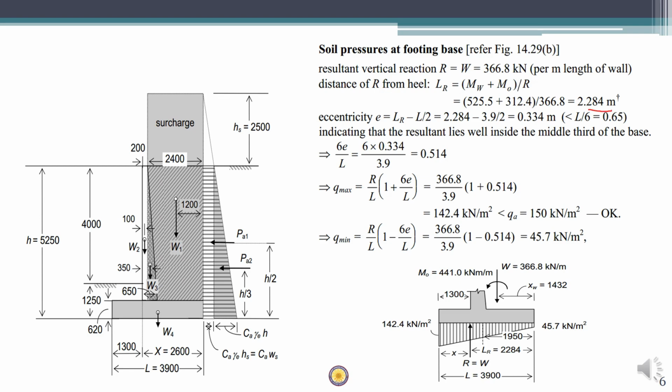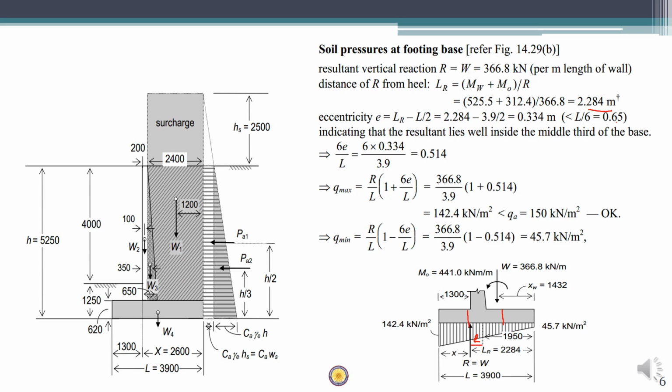Now we have to find out what is called eccentricity. Eccentricity is nothing but the distance from the center line to the reaction location. To locate it, it is very simple: LR minus L by 2. So we get an eccentricity value of 0.334, for which the check is that it should be less than L by 6. The L by 6 value is 0.65. It is less than L by 6, so it is okay. This indicates that if we divide the bottom slab into 3 equal portions, the resultant reaction lies within the middle 1/3 portion.